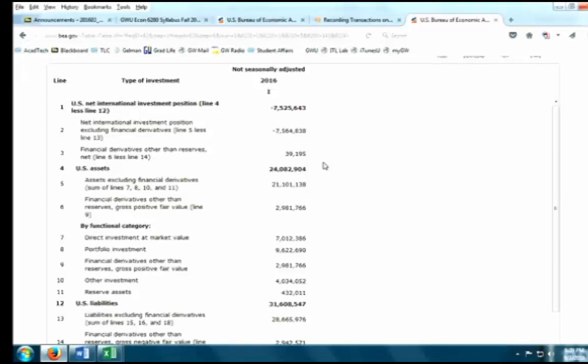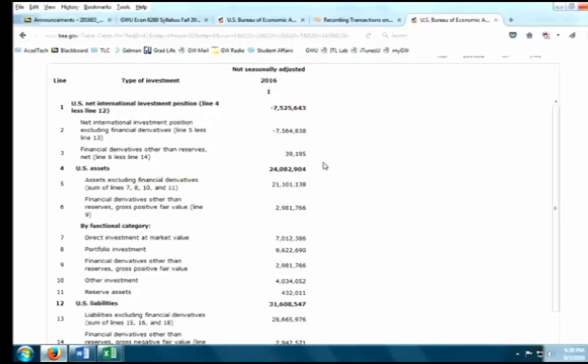Does that include both personal holdings, personal foreign holdings of U.S. domestic assets and government FDI as well? Yes, so we're looking at this from a national perspective. Every domestic group and foreign group is incorporated. So it's government, private, everything combined is incorporated here.